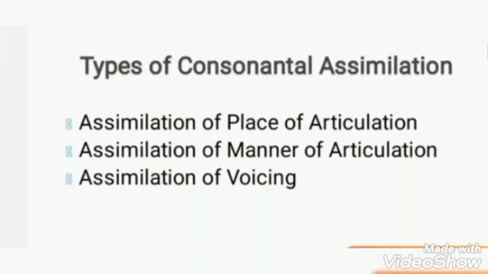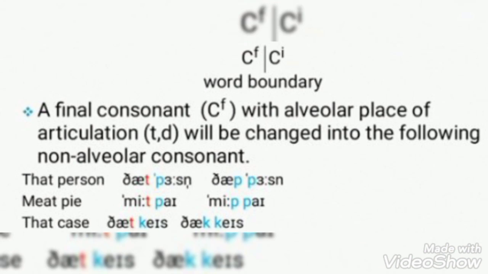There are 3 types of assimilation: assimilation of place of articulation, assimilation of manner of articulation, and assimilation of voicing. Now I discuss assimilation of place of articulation in detail. What happens when the final consonant has an alveolar place of articulation? These two sounds, t and d, as I discussed, are alveolar sounds. These will be changed into following non-alveolar consonants.